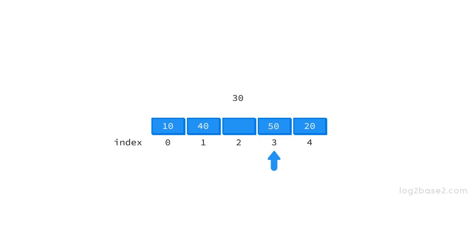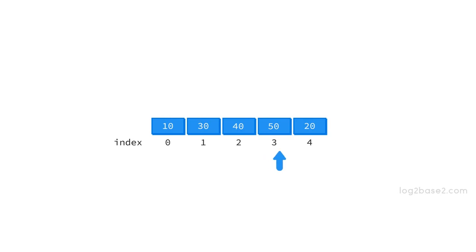Now compare 30 with the current previous number, which is 40, and 30 is lesser than 40, so place 40 in the third position. Now compare 30 with the current previous number, which is 10, and 30 is greater than 10, so no moves are needed. So simply place 30 in the second position and 10 in its actual position. Now the first four numbers are sorted.